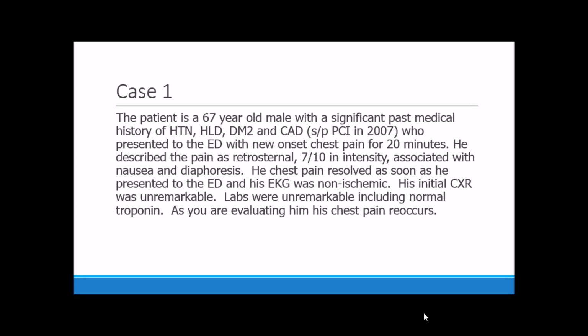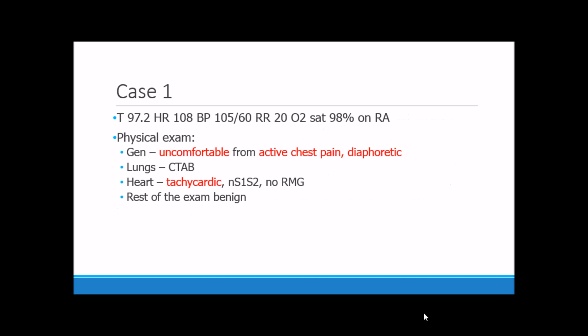His chest pain resolved as soon as he presented to the ED, and his EKG at that time, without chest pain, was non-ischemic. His initial chest x-ray was unremarkable. Labs were unremarkable, including a normal troponin. As you're evaluating him, his chest pain reoccurs. So there are his vitals. You'll notice he's a little tachycardic, okay? Uncomfortable from active chest pain. He's sweating. His lungs are clear, and the rest of the exam is benign.